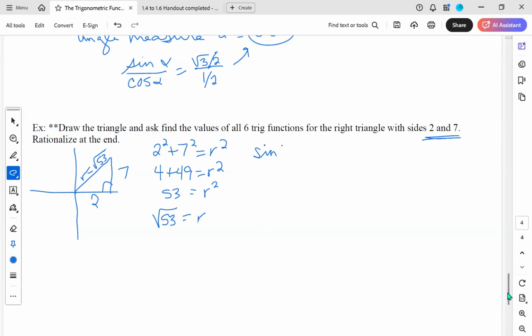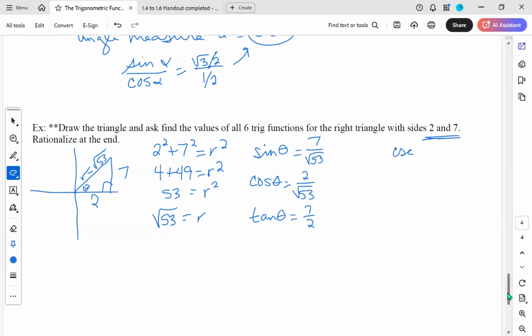All right, so now find all 6 trig functions. So I'm going to do the sine of alpha. I have no way of figuring out what alpha is. It's not one of our famous values. All right, so sine is opposite over hypotenuse. So that's going to be 7 over the square root of 53. Do not rationalize yet, okay? Then I have cosine of theta, which is adjacent over hypotenuse, 2 over the square root of 53. Do not rationalize till you get all 6 of them up here. Then we have tangent of theta, which is opposite over adjacent, so that's going to be 7 over 2.